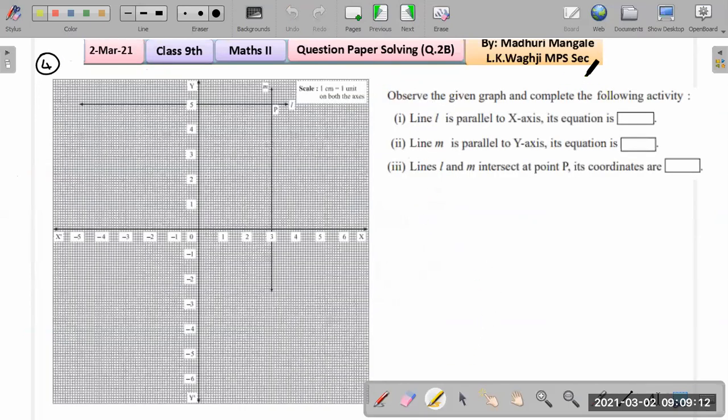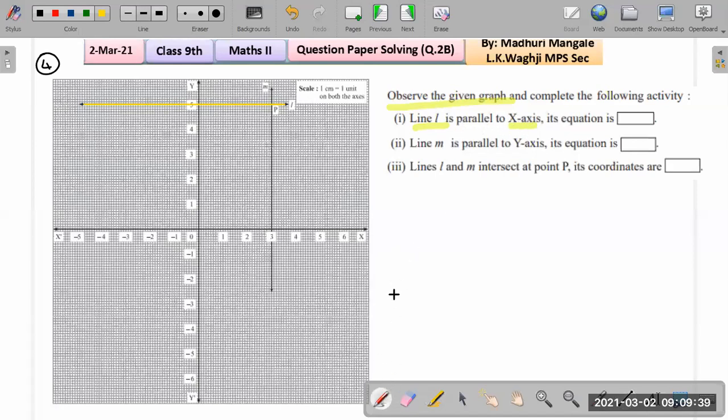Now, this one is again an important and very easy question. Observe the given graph and complete the following activity. Okay, so we are given line L is parallel to x-axis. Just look at line L. Where is line L? Let me highlight it in a different color. So line L, this is line L. All right, and we are asked what is the equation of this line which is parallel to x-axis.